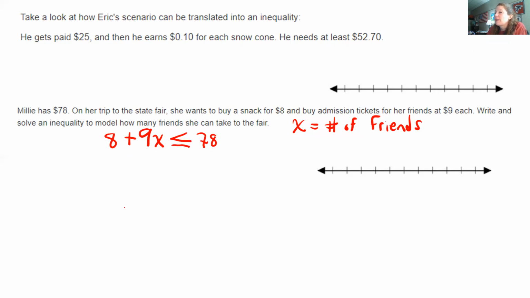All right, so first thing we're going to do is find out x, which represents the number of friends. So first thing, we're going to subtract her $8. And really, you know what? I'm thinking about it. I know this is kind of a tricky part, but if she's going to get into the fair, doesn't she need to buy her own ticket? So I'm going to add that to this $8. She's going to buy herself a ticket and a snack, plus she's buying tickets for how many friends at $9 each? I'm going to say she has to buy her ticket too.